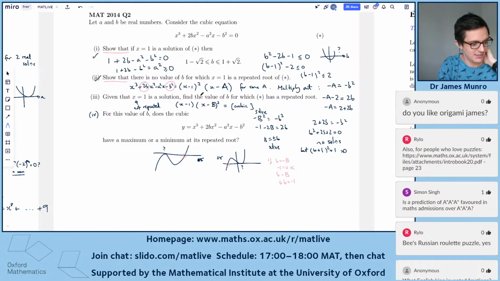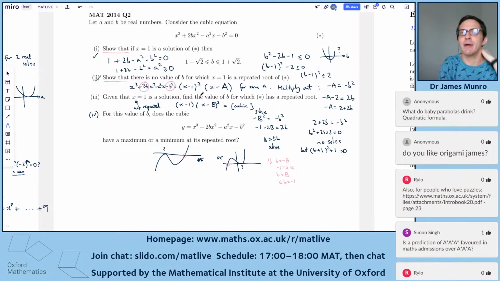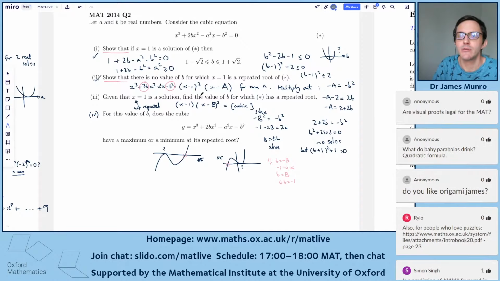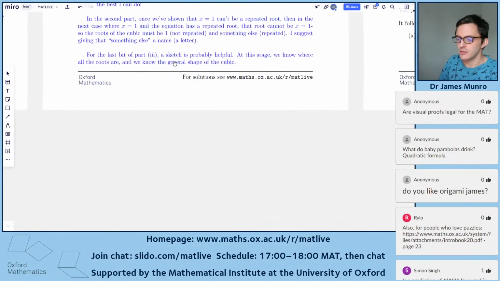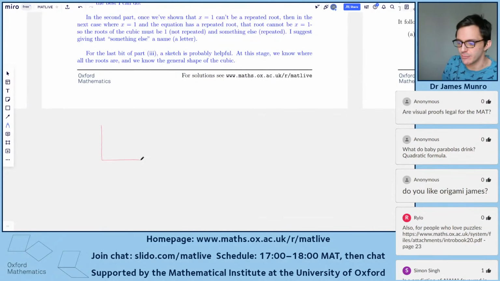Are visual proofs legal for the maths? Yeah, I suppose so. I would always encourage people, normally when you get a good visual proof, there's some explanation that goes with it to say things. If I'm doing a visual proof of Pythagoras' theorem, then I think my visual proof of Pythagoras' theorem works like this. But there's stuff I say out loud as well while I'm going.